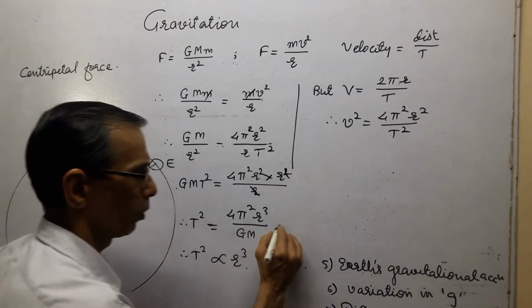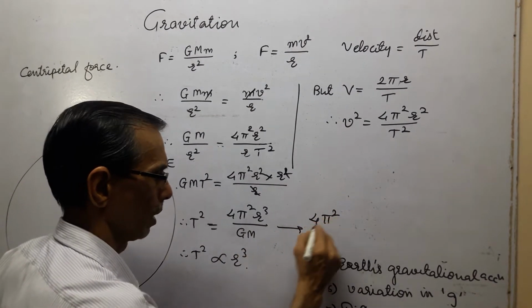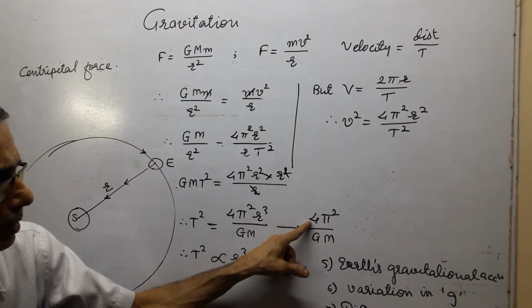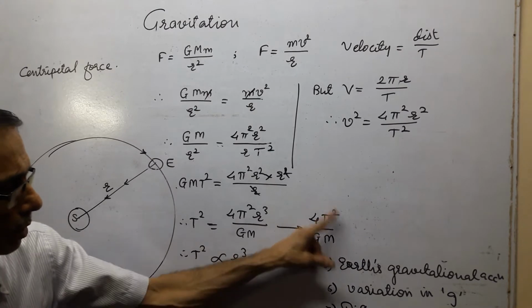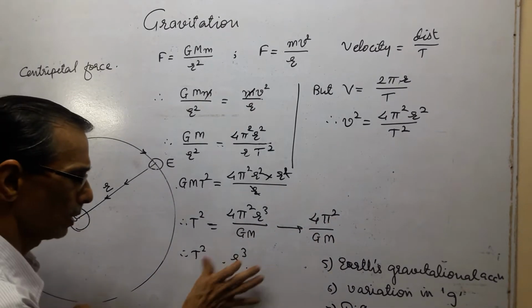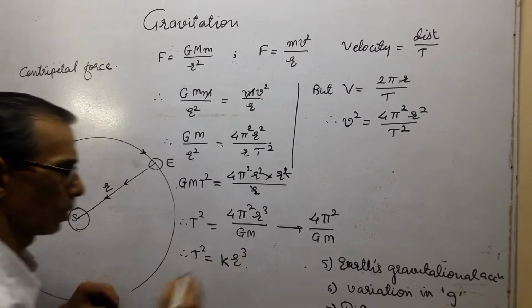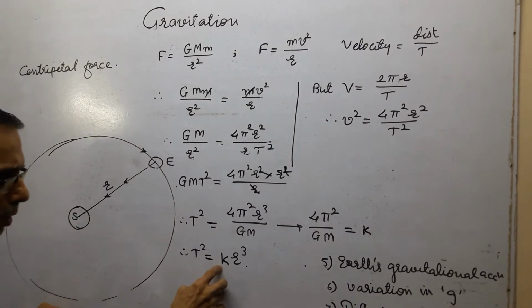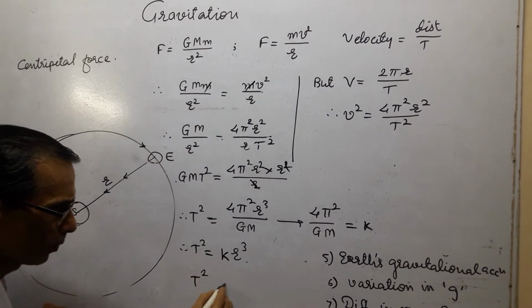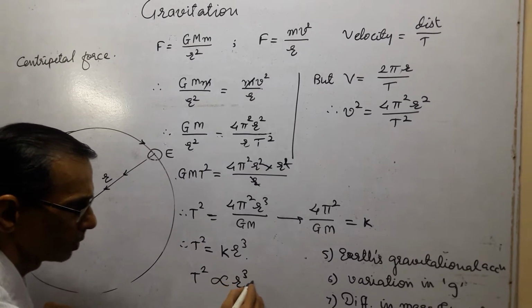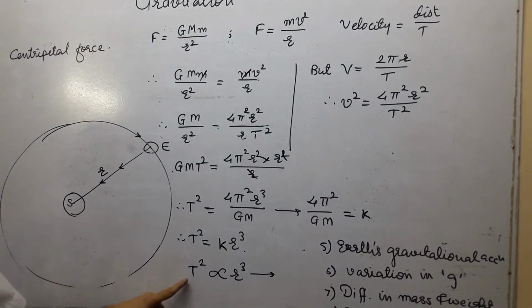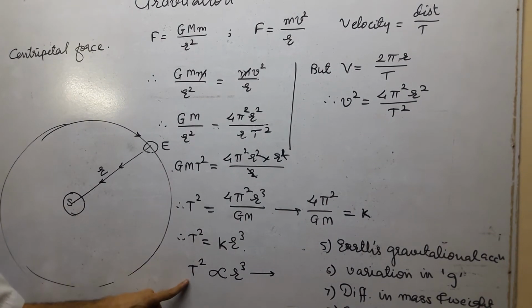But we know that 4 pi square upon GM are constants. M is the mass of the sun, suppose. 4 is a constant, pi is constant, and G is also constant. So we get T square equal to a constant into r cube, and this constant we denote by k. Therefore T square is equal to k into r cube, and therefore T square is proportional to r cube, which proves Kepler's third law. And that's why Kepler's third law says the square of the time period is proportional to the cube of the radius.